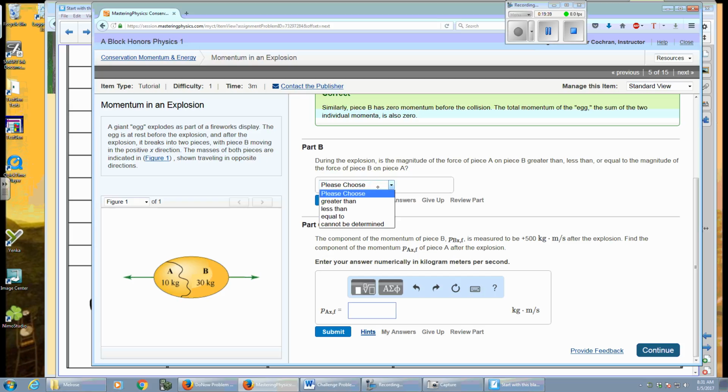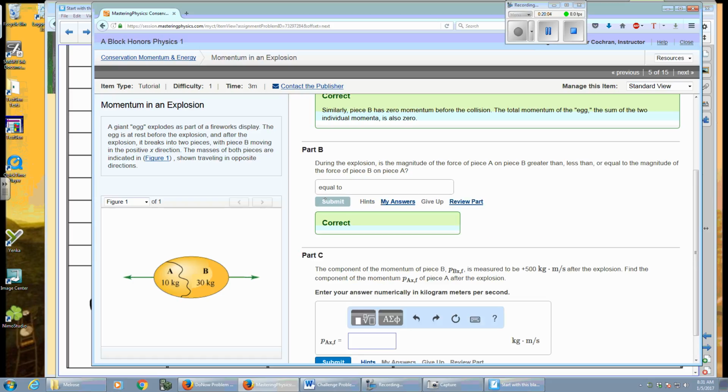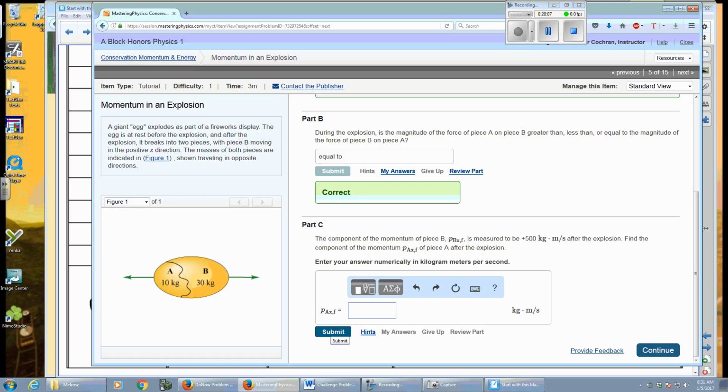Part B. So during the explosion, the force of piece A on piece B has to be equal in magnitude to the force of B on A, because forces come in pairs. And then for momentum, because they're going in opposite directions, and the momentum is measured to already be 500, going in the opposite direction would be negative 500. But why would they be equal?